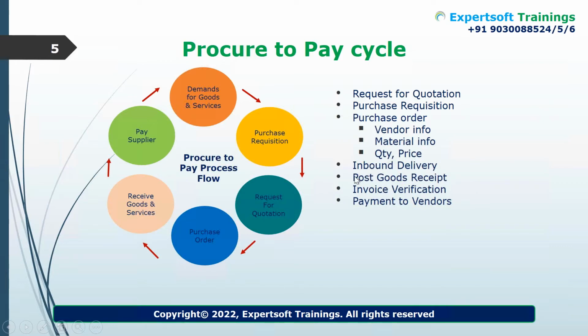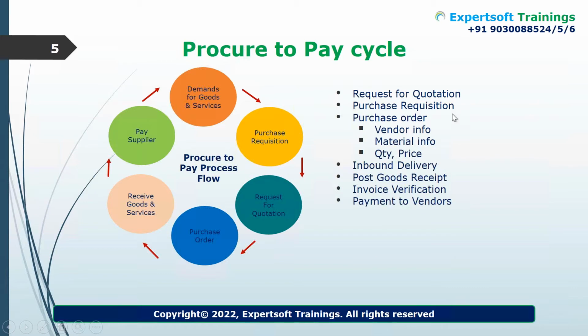Post goods receipt is nothing but an addition in your inventory. On the seller side it's a reduction in the inventory, but on the importer side it's an addition. And you are liable to pay the vendors, so in this case it will be a debit for you. Then invoice verification and payment to vendors. Pretty much the same logic, but from the import side.